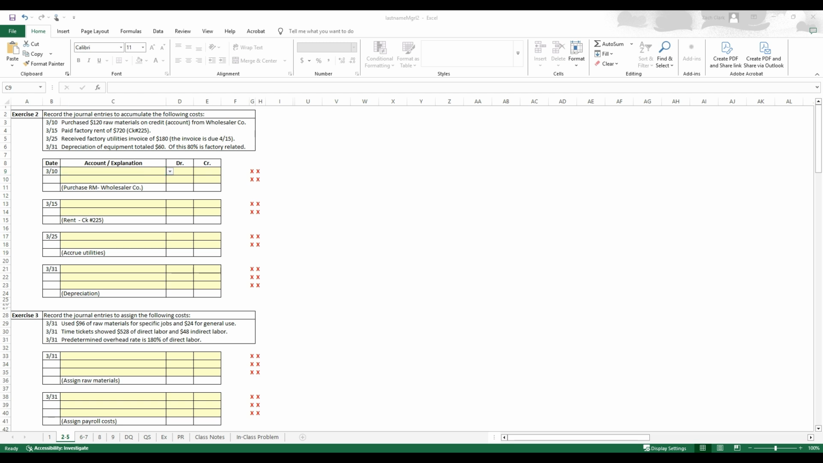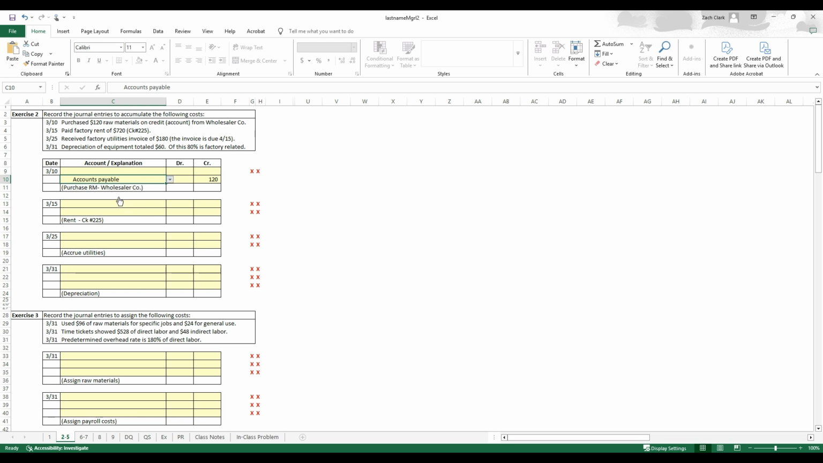So on the second tab in Excel here, problems 2 through 5, we've got the following journal entries to record for the accumulation of costs. And so for the first one, we're purchasing raw materials on credit or on account from wholesaler company. Remember that whenever we see on credit or on account, that indicates we've purchased onto our accounts payable liability account, and increases to our payables accounts are credits, and you indent those. So select the right selection there for accounts payable.